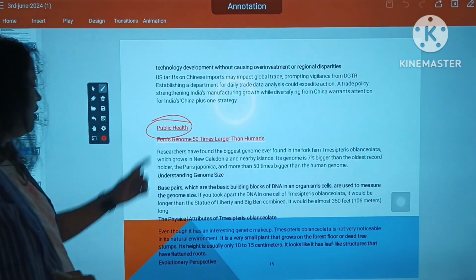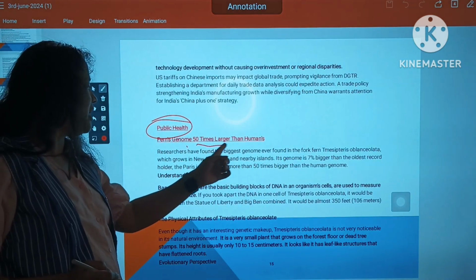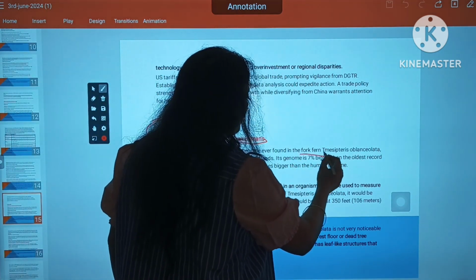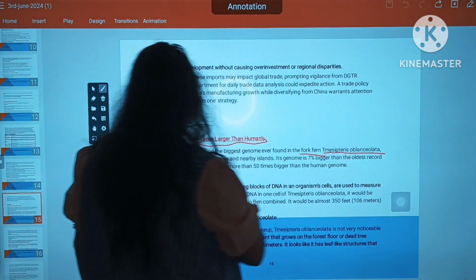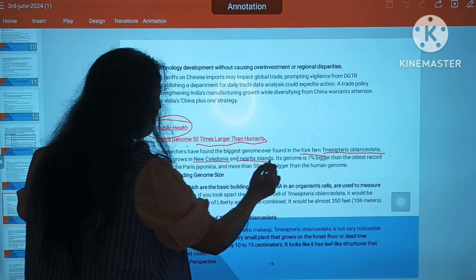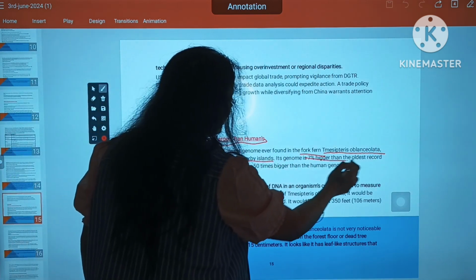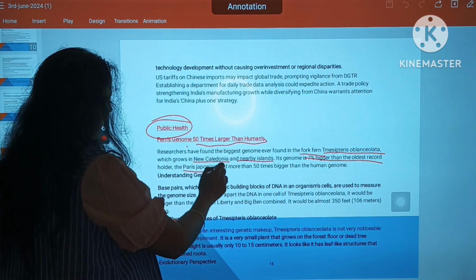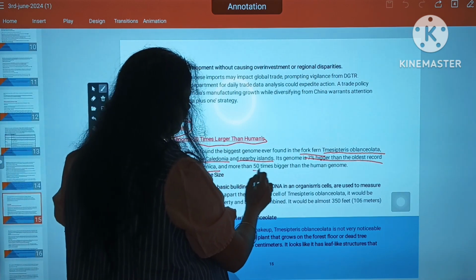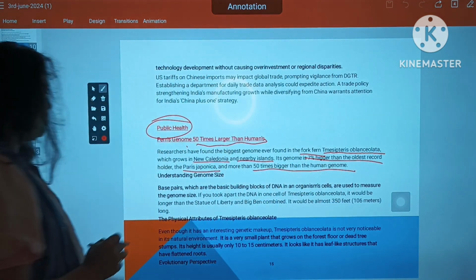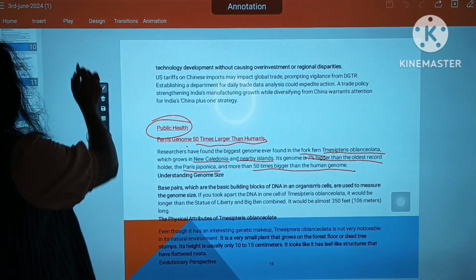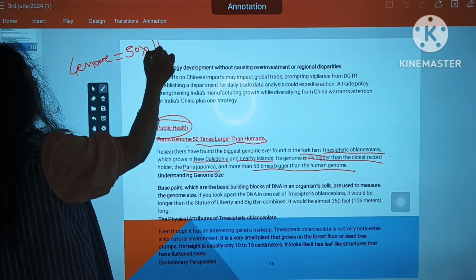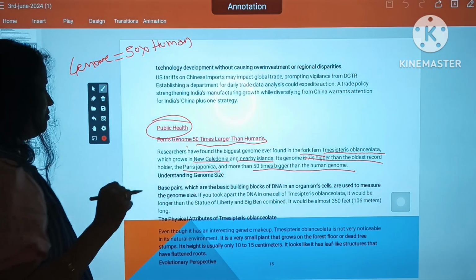Public health. A fern's genome is 50% larger than humans'. It was found that the fork fern Tmesipteris oblonga, which grows in New Caledonia, near Iceland, has a genome 7% bigger than that of Paris japonica, and more than 50 times bigger than the human genome. So its genome is 50 times that of the human genome. It means that much bigger.